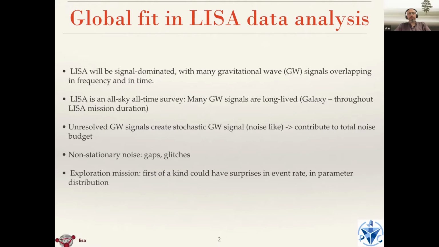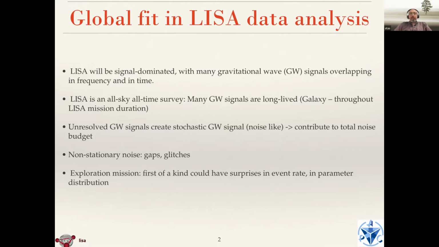In addition to all of this, we have very rich astrophysical content. Besides resolvable signals, we also will have unresolved signals, meaning subthreshold gravitational wave signals, which we're not confident about detecting and whether they're present or not, and therefore they will contribute to the total noise budget, and sometimes they actually exceed the instrumental noise. We also expect some non-stationary features in the data, like gaps and glitches, and the noise level itself is breathing, a function of time.